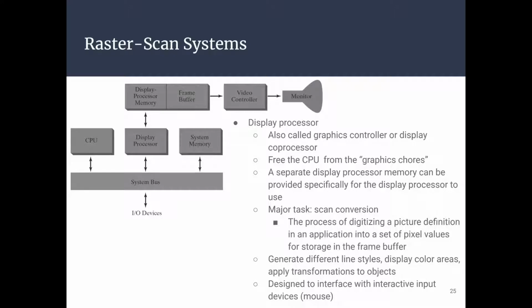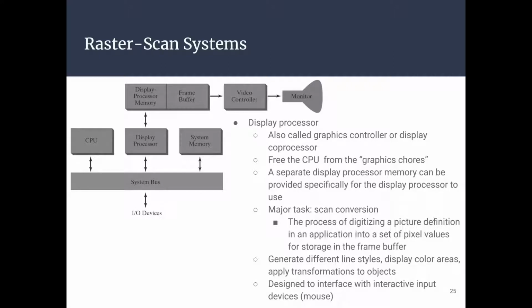And the thing that's great about the display processor is that it helps free the CPU from, as the textbook would put it, graphic chores. So anything that the CPU has to do that relates to graphic, the display processor could do it. So it allows the CPU to do other stuff instead. And usually when you have a display processor, there will be a separate display processor memory that is provided with it. And this is the memory that the display processor actually uses, so it doesn't actually use the system memory.